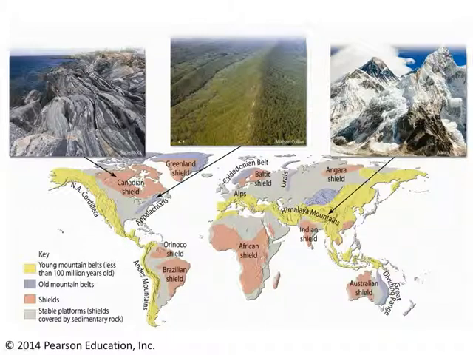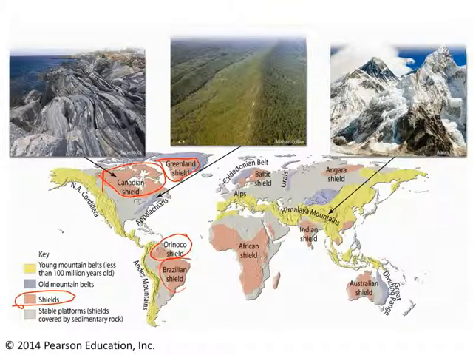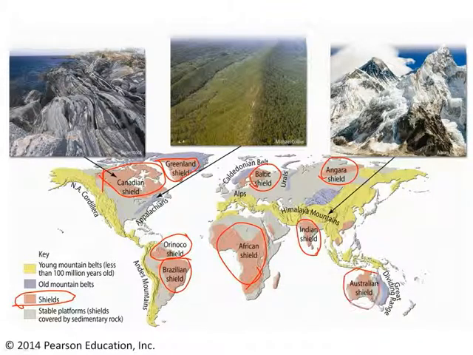The oldest of these are colored pink on the map. They're called the shields. And you can see that in North America, we have the Canadian shield. The Greenland shield is actually a broken off piece of the Canadian shield. In South America, there's two shields, the Orinoco shield and the Brazilian shield. Africa's got a shield. Europe has a shield. Northern Asia has a shield. India has a shield. Australia has a shield.